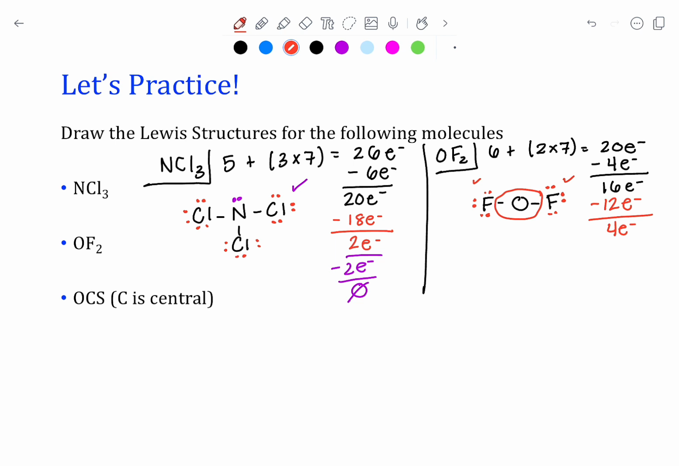So step 5 tells us to use any remaining electrons and place them as lone pairs on the central atom to complete its octet. I put 2 lone pairs on the oxygen to complete its octet. That used up my last 4 electrons. I have no electrons left, and everything now has an octet in my structure. So that is my structure of OF2.